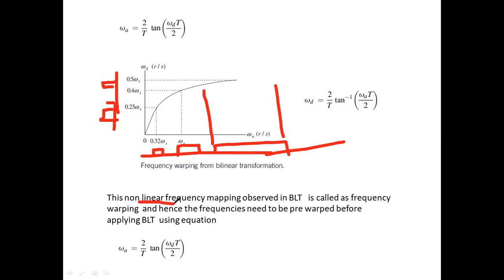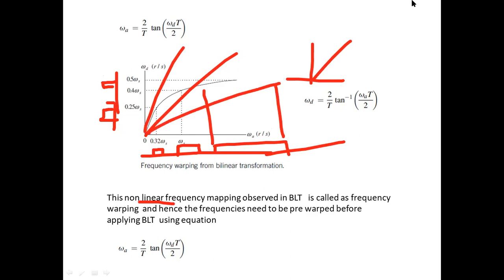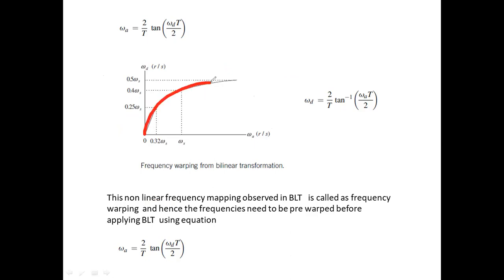If I had a linear mapping, I wouldn't mind the scaling factor of 1, 2, 3. I don't mind the line going like this. But this particular thing, like the tan wave, spoiled all the party. This is not cool. So what should we do? This non-linear frequency mapping is called the frequency warping effect, and it should be eliminated.